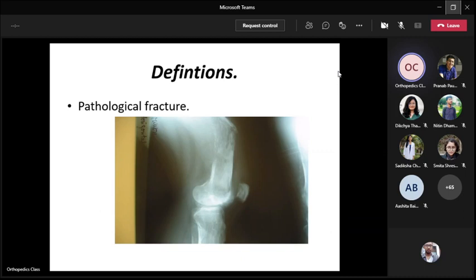This is an X-ray of the distal femur. The bone is already rarefied, and just a small amount of force is enough to break the bone, to produce the fractures. This is an example of osteosarcoma. It's a tumor of the femur that has produced the fracture.